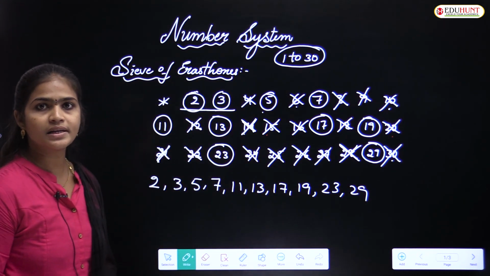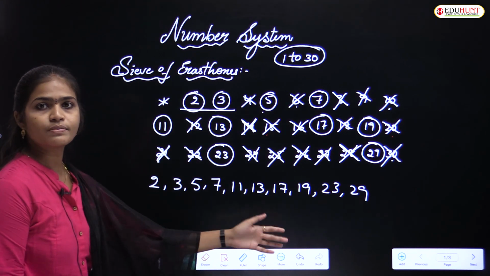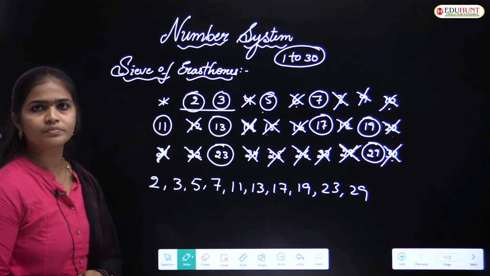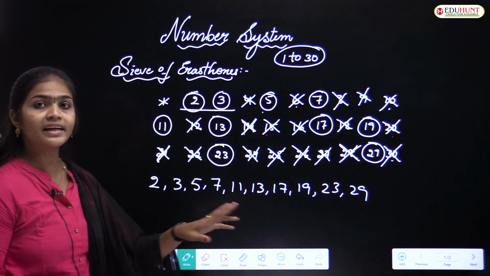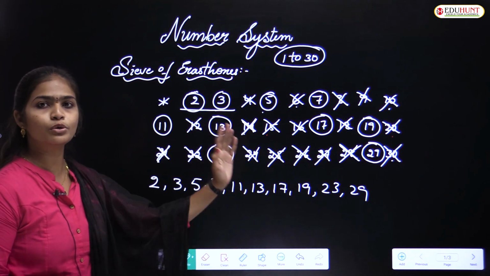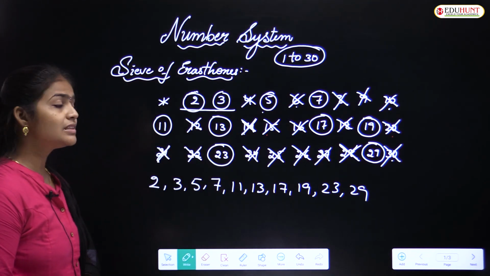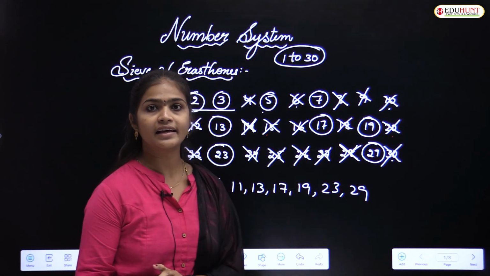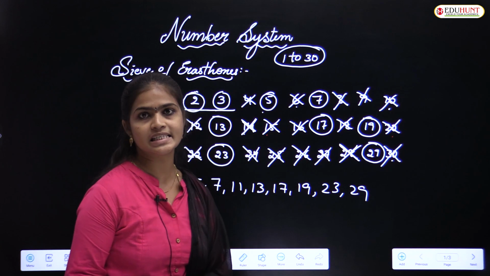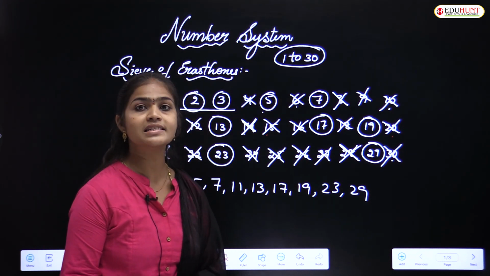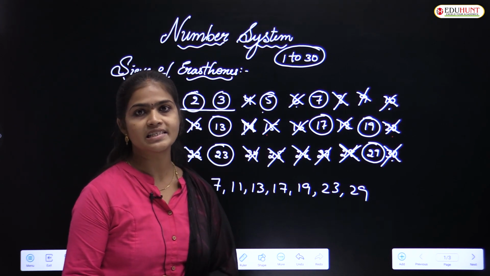Did you understand this one? Like this way we can write the prime numbers from 1 to any number. So 1 to 100, you try that one. I told you 1 to 30, so you try 1 to 100. Comment that answer in the comment box. From 1 to 100, how many prime numbers are there? Just comment that answer in the comment section.